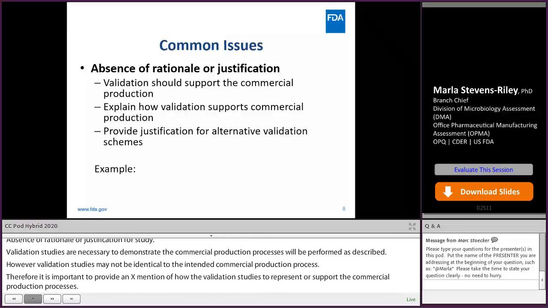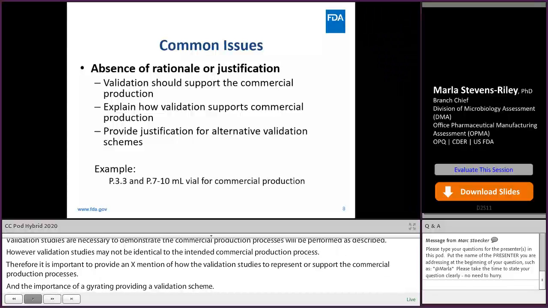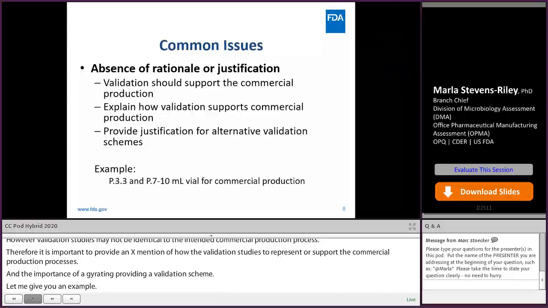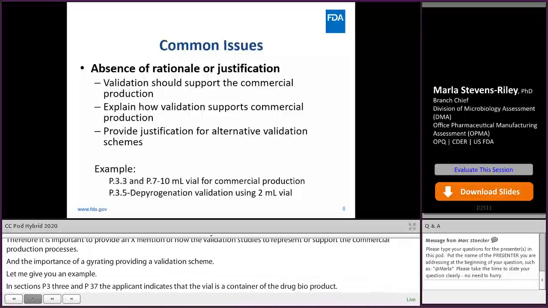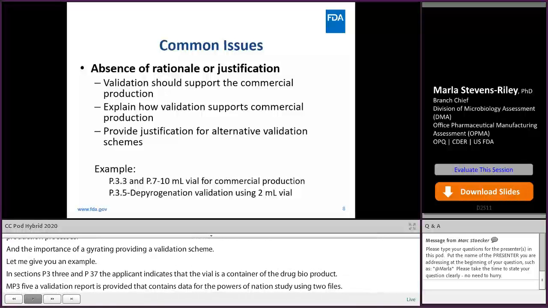Let me give you an example. In sections P33 and P37, the applicant indicates that the 10 ml vial is the container of the drug product. However, in section P35, a validation report is provided that contains data for depyrogenation studies using 2 ml vials. No explanation or rationale is provided for how the depyrogenation validation study with 2 ml vials is related to commercial depyrogenation of the 10 ml vials.